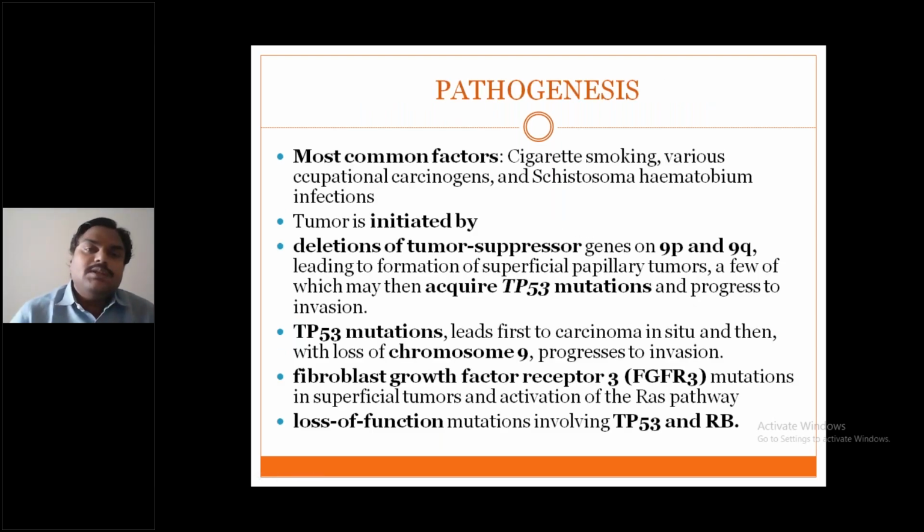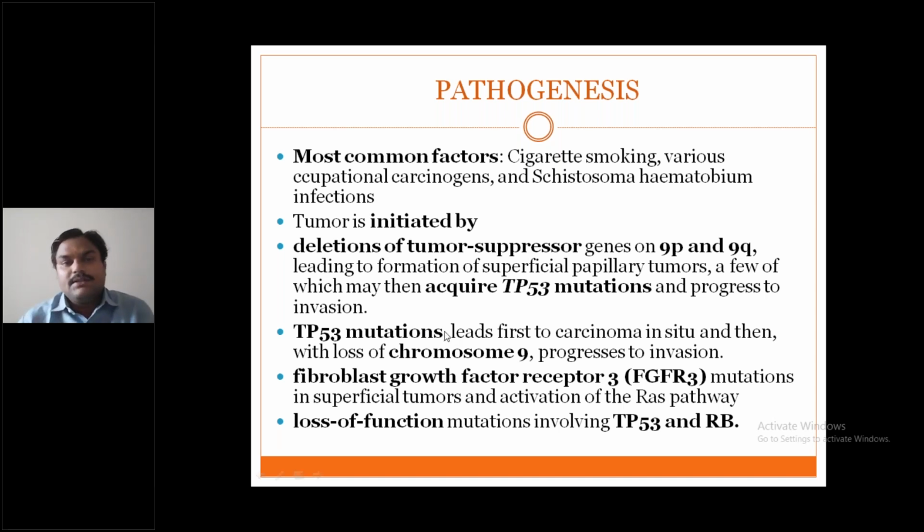Next, pathogenesis. The most common factors are cigarette smoking, various occupational carcinogens, especially in paint workers and those who are working in chimneys in industries, and infection with Schistosoma haematobium, this we already discussed. So the tumor is initiated by the deletion of tumor suppressor genes on the short arm and long arm of chromosome 9, leading to the formation of superficial papillary tumors, and a few of them acquire p53 mutations and progress to invasion. So what happens?